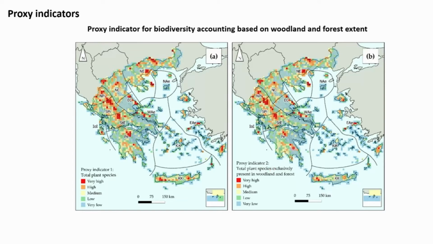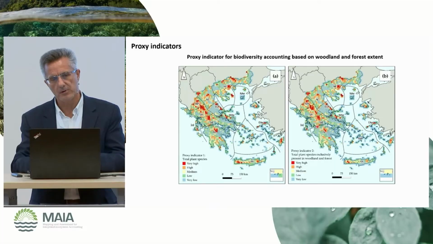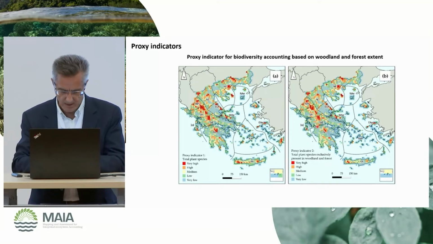And you see here the result when it is about species which are exclusively present in woodlands and forests. So this is the total richness, and these are the total richness in the woodlands and forests. And here are the plant species which are exclusively found in the woodlands and forests. This gives more importance to some of the ecosystem types.